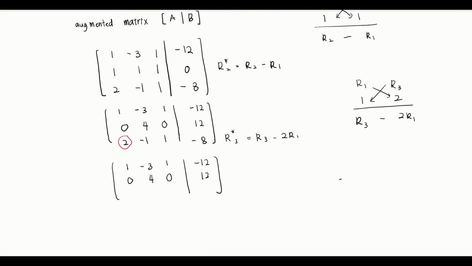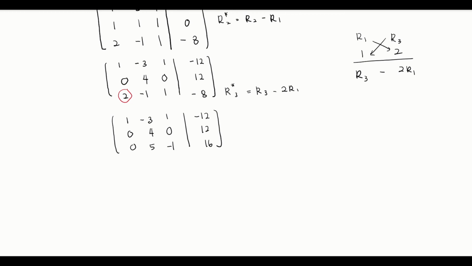So the row is 2, negative 1, 1, negative 8, and then the first row multiplied by 2 is 2, negative 6, 2, negative 24, and then minus. So this is 0, this is 5, this is negative 1, and negative 8 minus negative 24 is 16. So this is 0, 5, negative 1, 16. Alright, so we finish the second step.